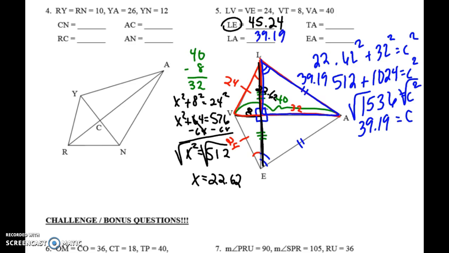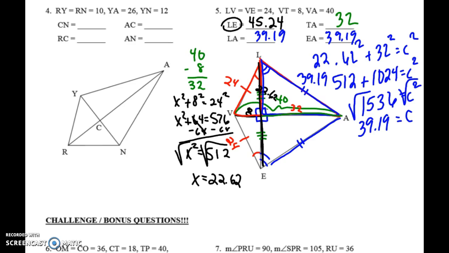It also asks for EA. Well, we already know that's the same because it's two isosceles triangles. And now the only other piece I have to find is TA, which we already found also. That was your 32.